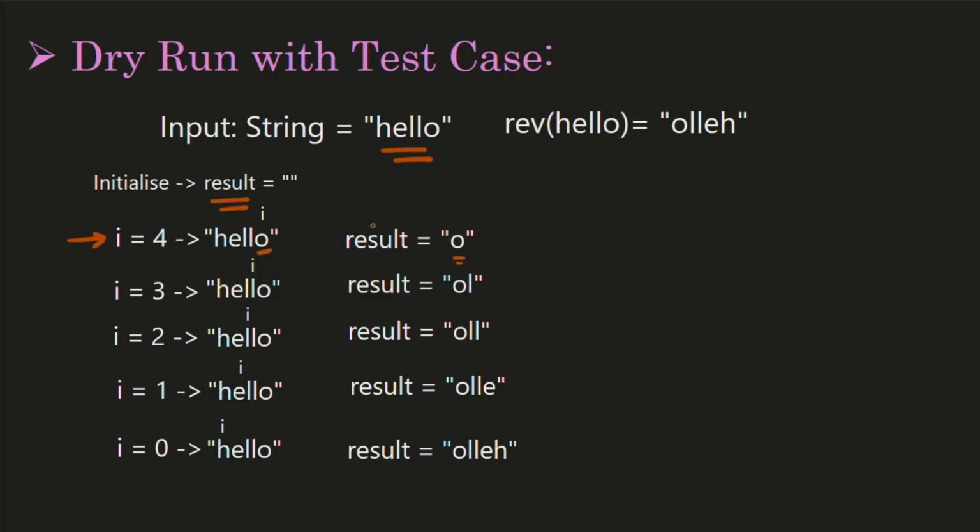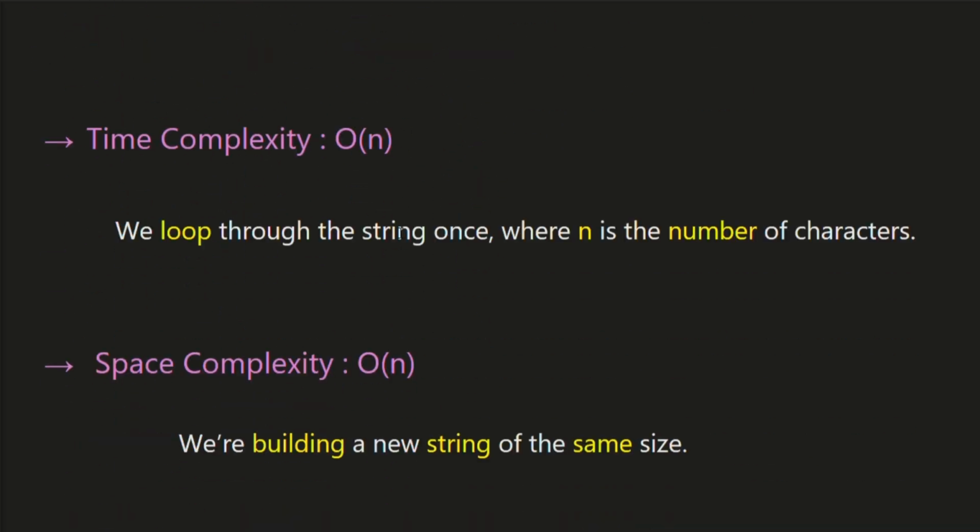Result equals o. i equals 3, s[3] equals l. Result equals ol. i equals 2, s[2] equals l. Result equals oll. i equals 1, s[1] equals e. Result equals olle. i equals 0, s[0] equals h. Result equals olleh. Final output, olleh.